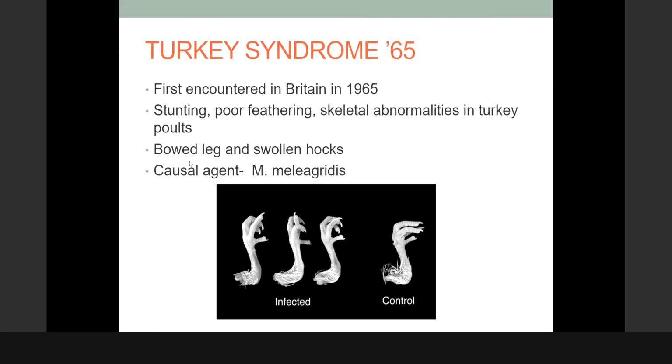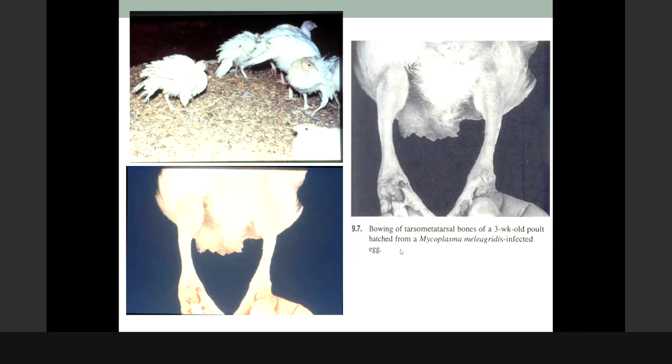What you see is bowed legs and swollen hocks. This is the control one, and you can see the infected one here. The legs are a little bit bowed and slightly swollen. So it's again swollen legs, bowing. The bowing is like a varus deformity. They deviated laterally. If you work in poultry producing countries, you may see this in turkeys if they get infected with Mycoplasma meleagridis.